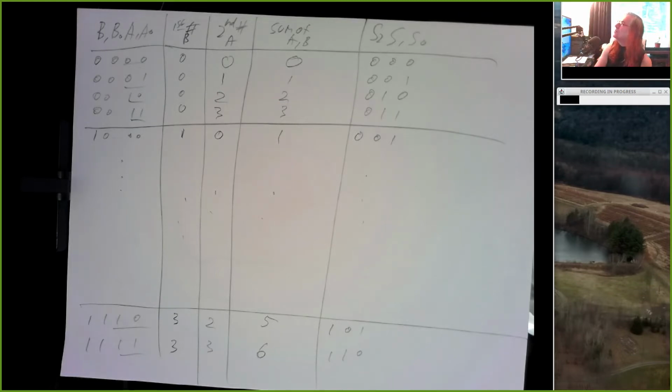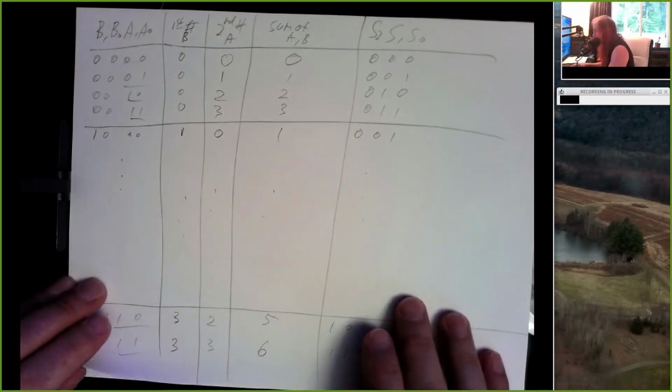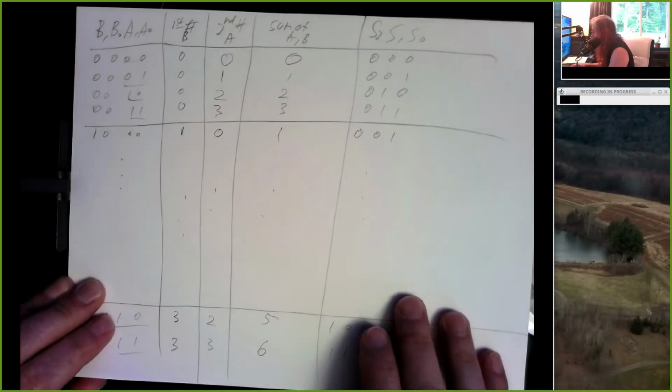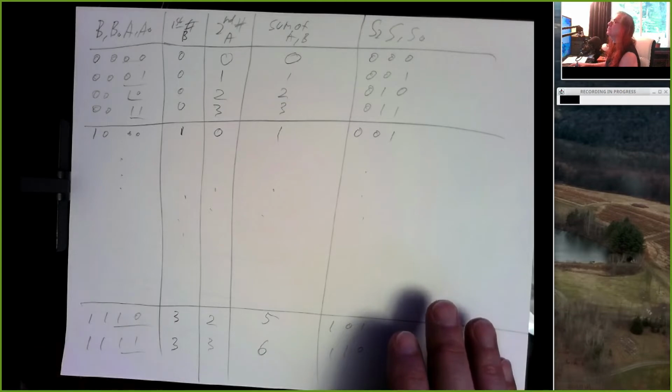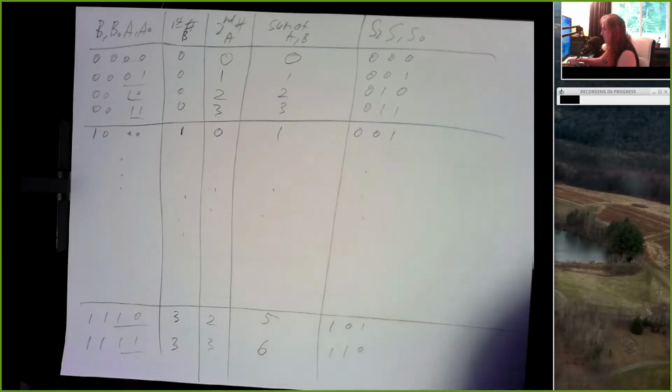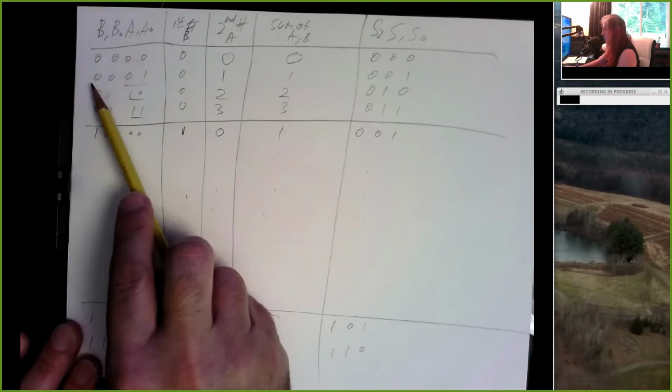Is there a reason B1 has 0, 0, 0, 0, 1? What are you referring to? And B0 has 0, 0, 0, 0, 0. The numbers here?